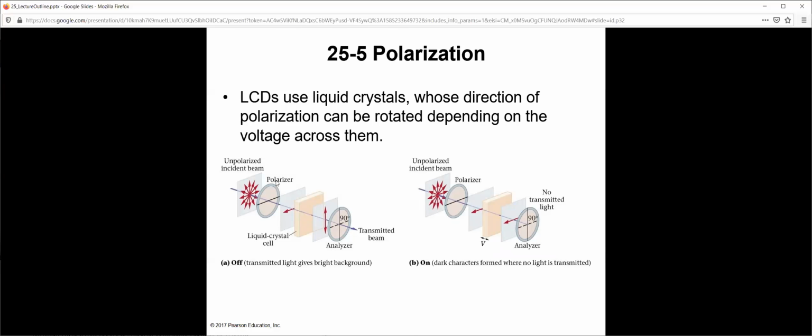And here we go, LCDs, liquid crystals. This has been an example of use shown here. Cool story.